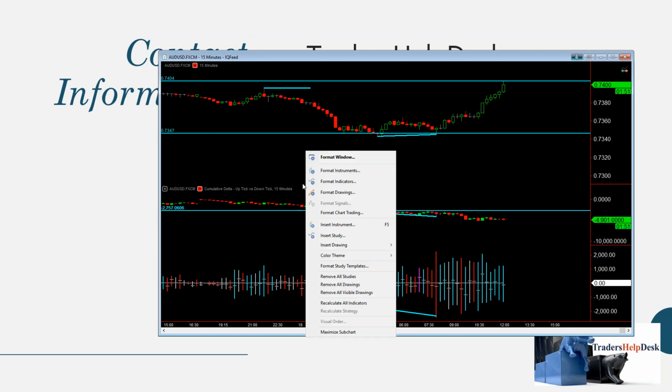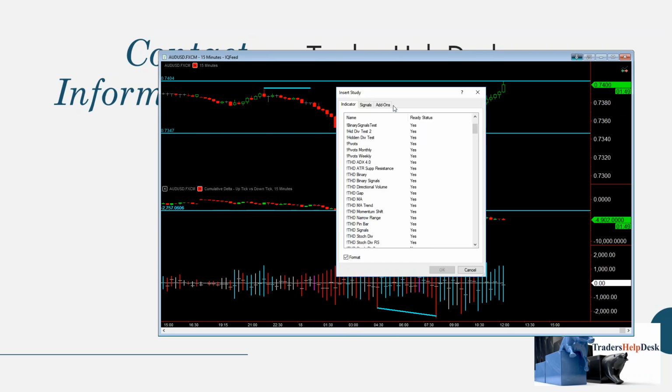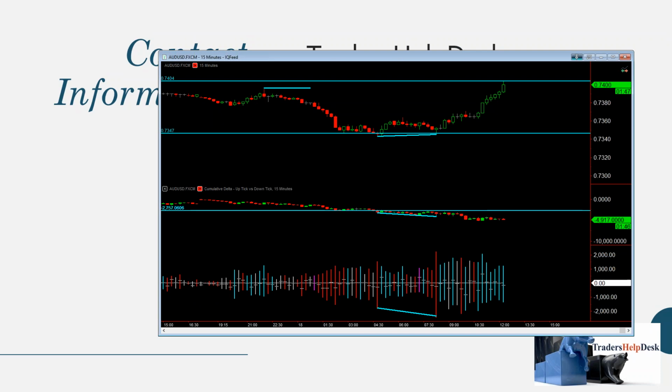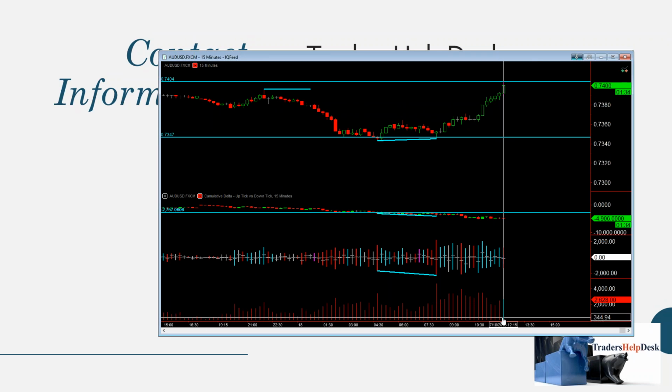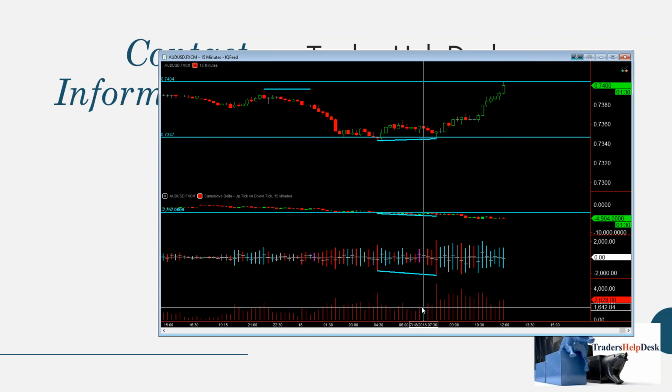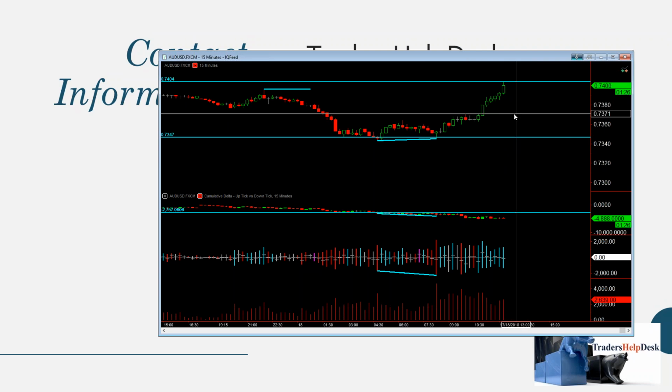Your standard volume indicator, let me see if I can find one here. This is your standard volume indicator on most platforms, and that does not give you the depth of information that you need to see if they're selling the highs or the lows.